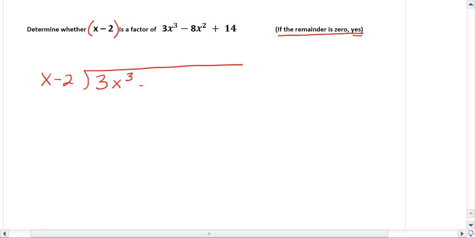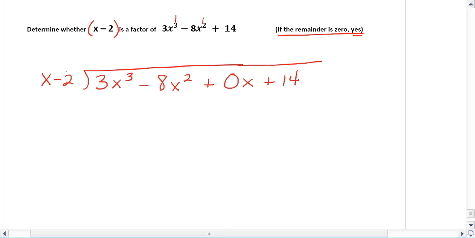Now, as I'm writing this down, I'm noticing something. I'm looking at the descending powers. We have a third power, a squared power, and you'll notice that the x term is missing. So we're going to have a placeholder in there. We're going to have to write a 0x for that missing x term. Otherwise, our process of dividing is going to get messed up.